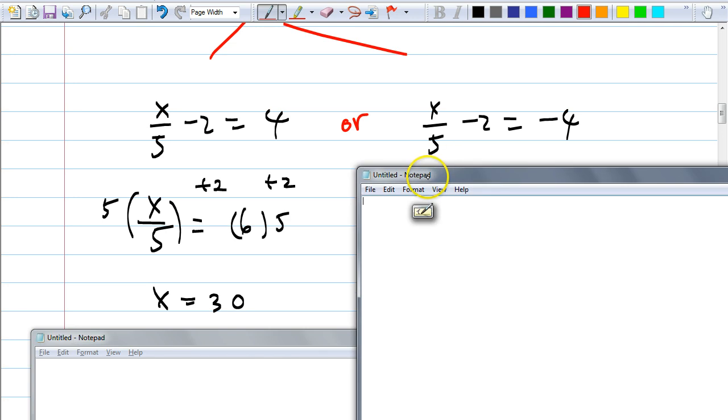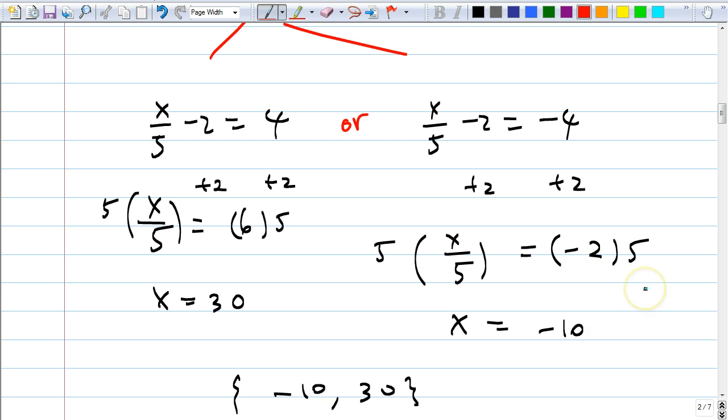What about the other one? When I, again, add 2 and then divide by 4. Emily, what did you get? Negative 10. Again, there are 2 possible solutions, right?